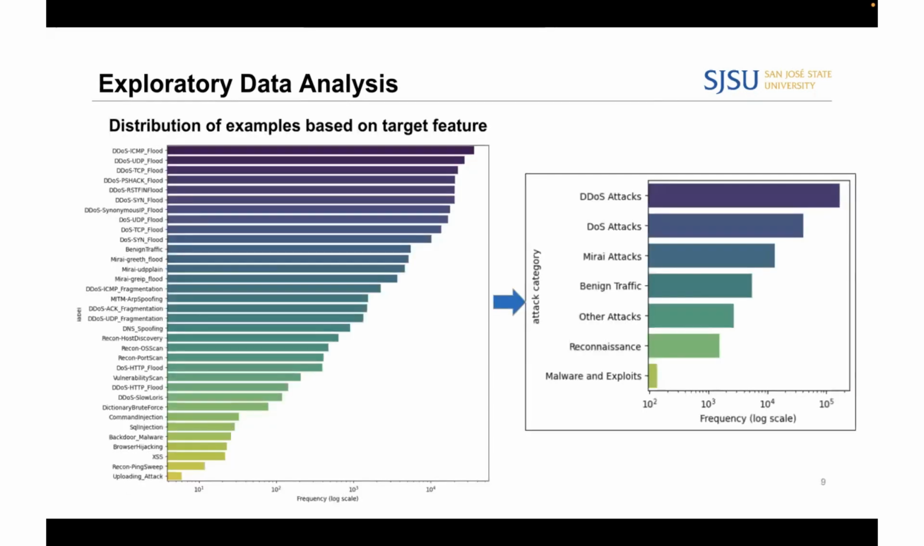After that, we tried to analyze the distribution of examples based on the target feature. As you can see, the distribution is completely imbalanced. There are almost 10 to the power 5 records for DDoS attacks, but only 100 for malware and exploits. Therefore, we have to balance the data set.